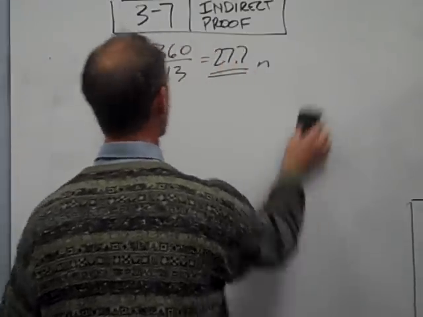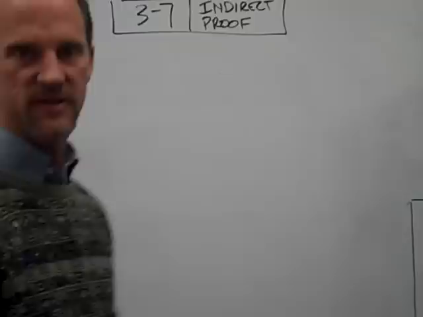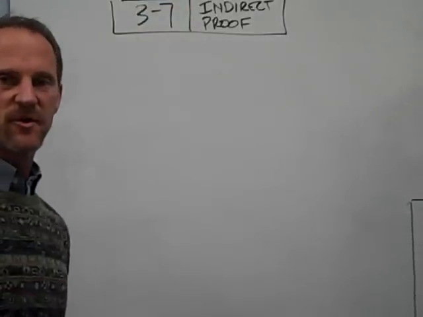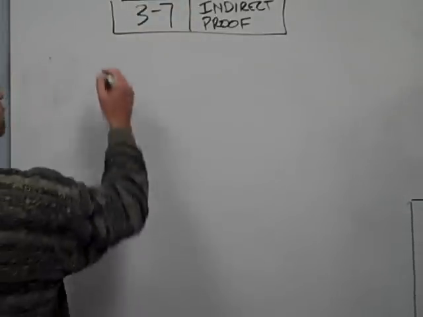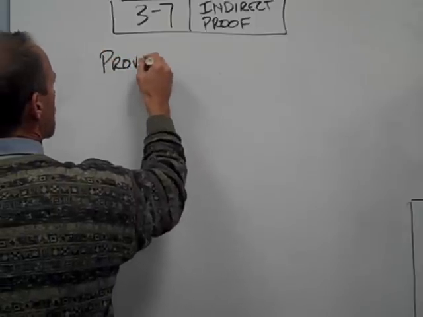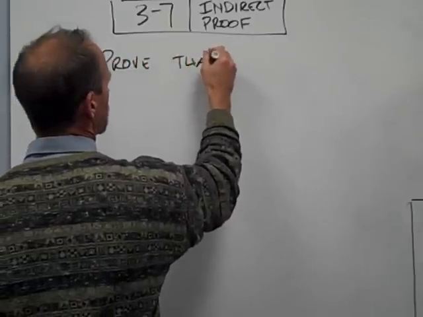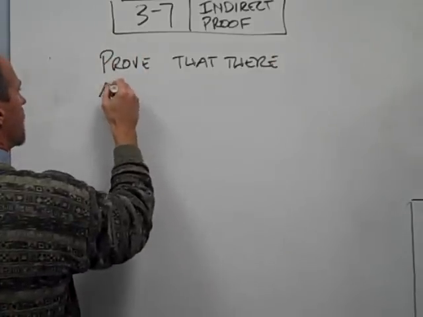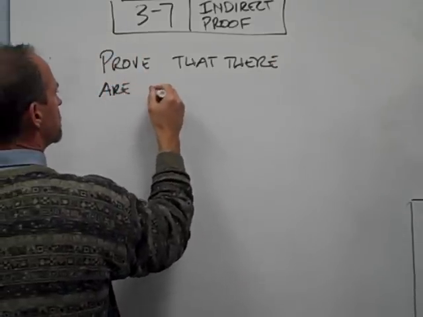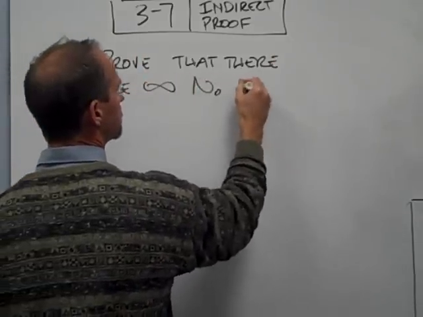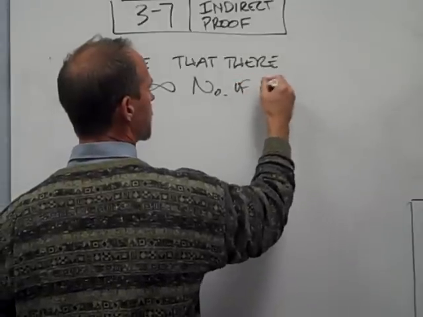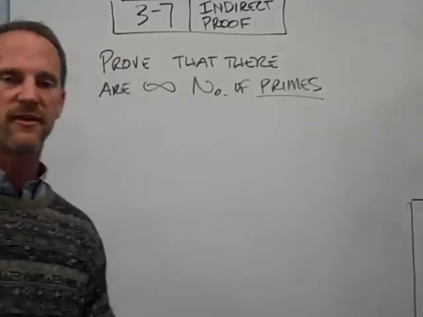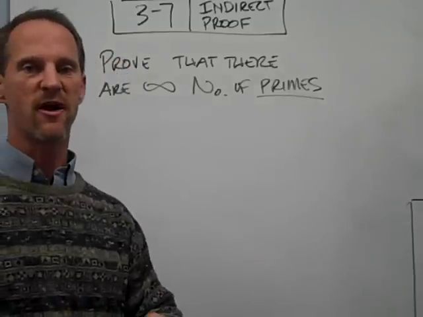Okay, so I have one more example for you to think about, and it's a very famous example. It goes way back to ancient Greek times. It shows up in Euclid's Elements, and it's proof that there are an infinite number of prime numbers. Primes. Okay, so how do you do that? How do you prove that there's not a finite number of primes?